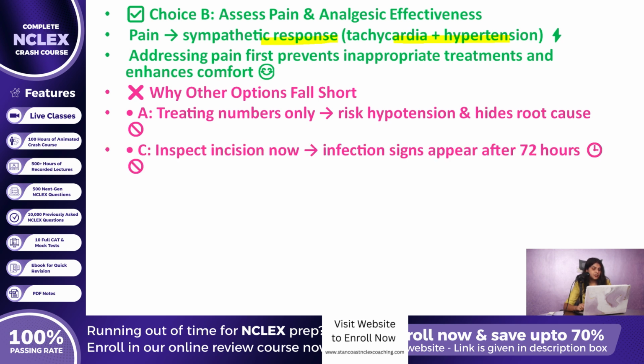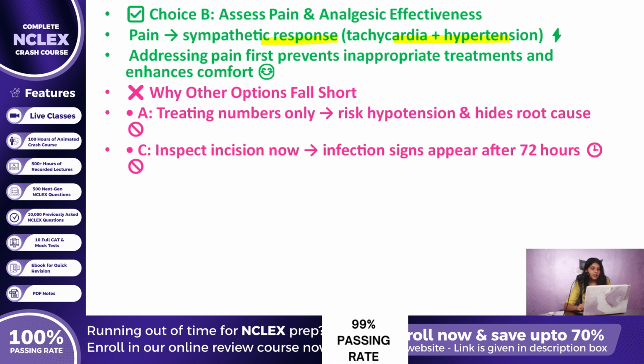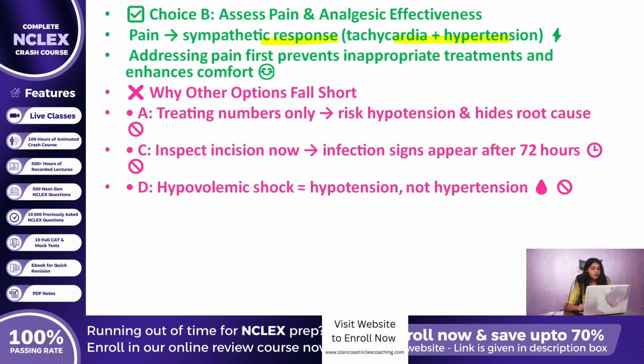Why A is incorrect. Treating the numbers without addressing pain may lead to hypotension and masks the underlying issue. Why C is incorrect. Infection signs usually emerge after 72 hours, making incision inspection premature. Why D is incorrect. Hypovolemic shock presents with hypotension, not elevated blood pressure. Current vitals suggest pain response, not bleeding.